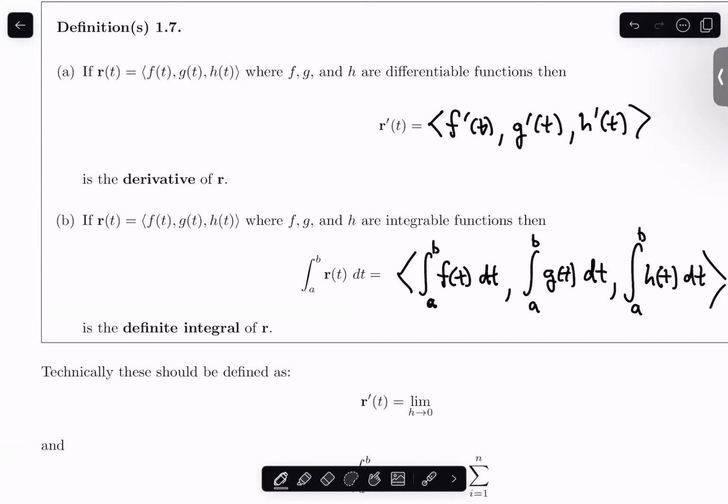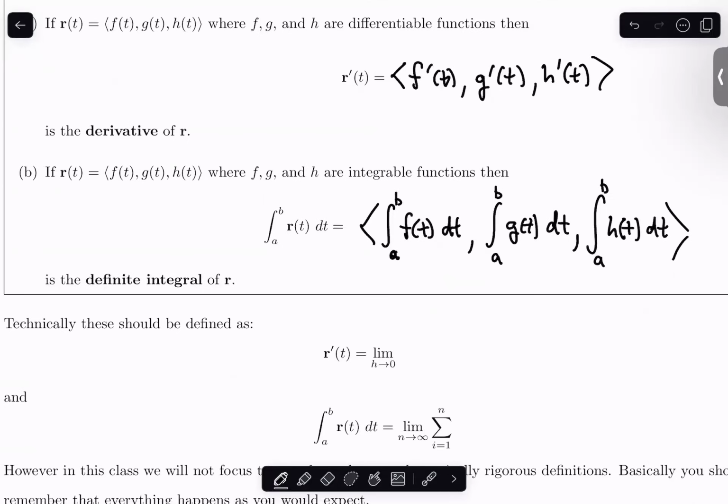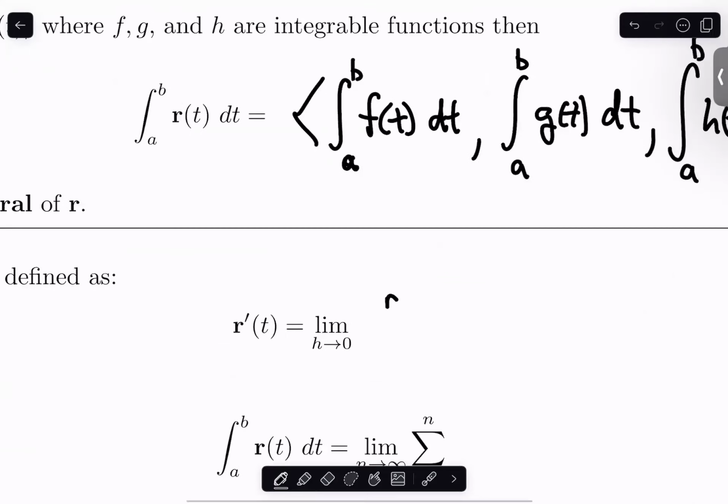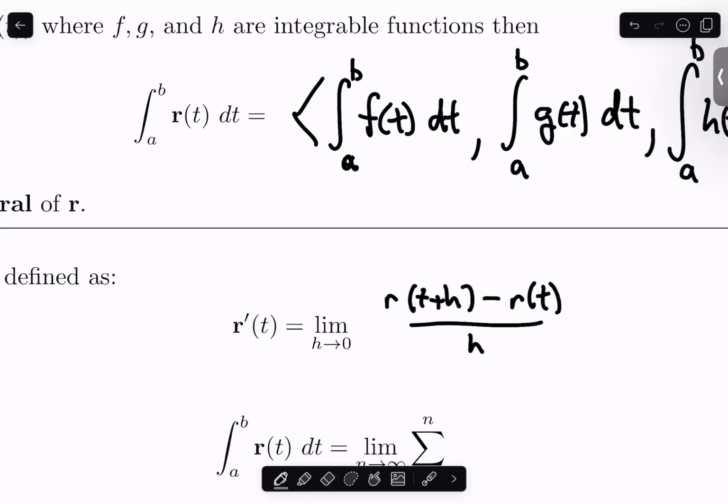then this is how you would integrate a vector valued function. Now, technically, all of these rely on limits. All of calculus is a lot of limits. So for instance, when we talk about the derivative here, a lot of these rules that we have for derivatives are based off of limits. They're shortcuts, but ultimately this is some limit as h goes to 0 of r of t plus h minus r of t, divided by h.